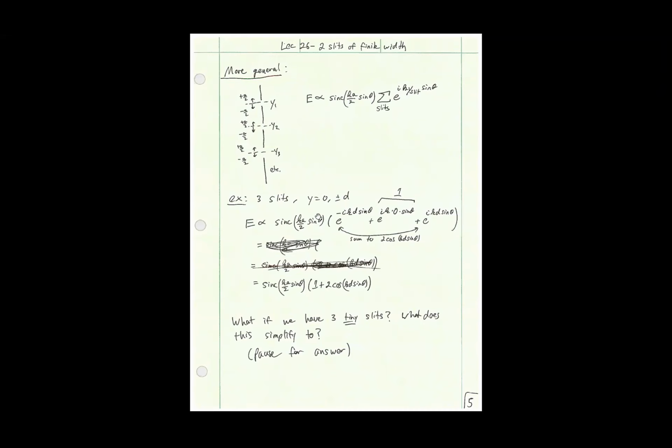But let's do the three-slit experiment. We're going to get another sinc function, sinc of k a over 2 sine theta. And then each sinc will be multiplied by e to the i k times the y coordinate of that slit times sine theta. So we're going to get e to the minus ikd sine theta plus e to the ik times 0 times sine theta, and e to the plus ikd sine theta, right? Which is just a slightly more complicated function.